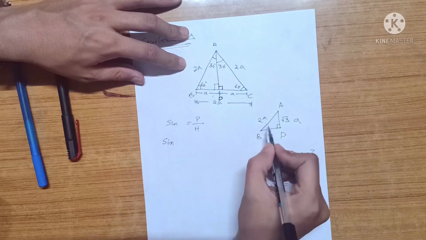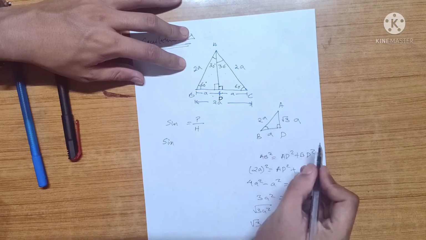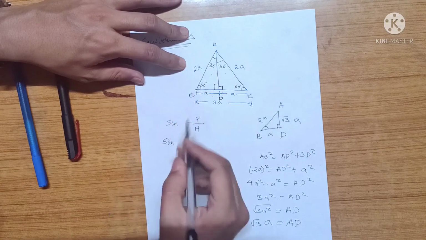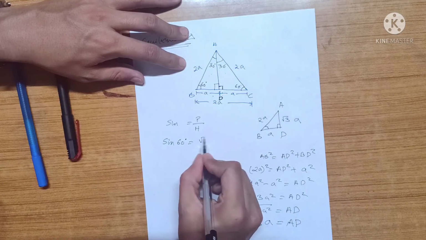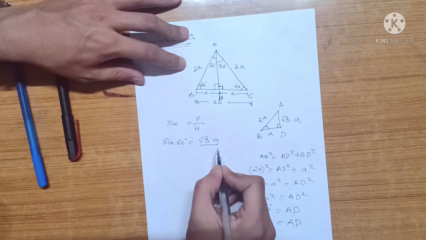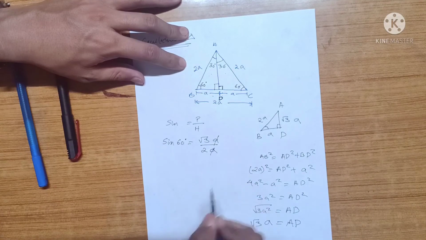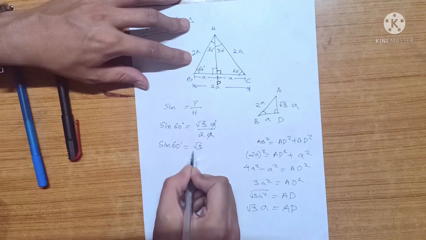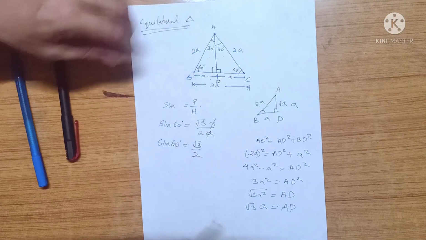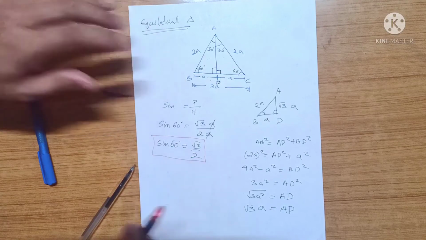So sine B, if I'm taking B, this will become the perpendicular, okay? But in this case, B is what? 60 degrees, right? So sine 60 degrees equals perpendicular, which is root 3 by A, over the hypotenuse, which is 2A. A cuts off, and we get sine 60 equal to root 3 by 2. So when I say that, what do you understand by that term?